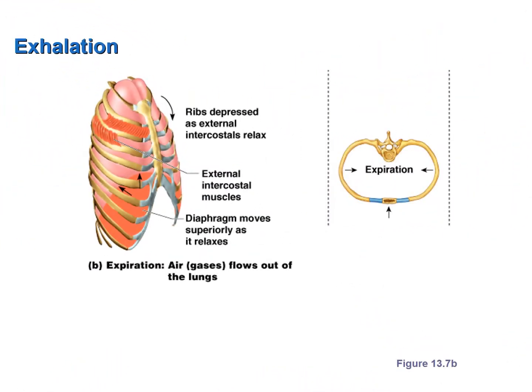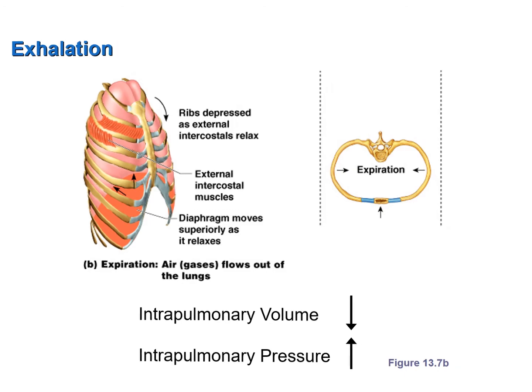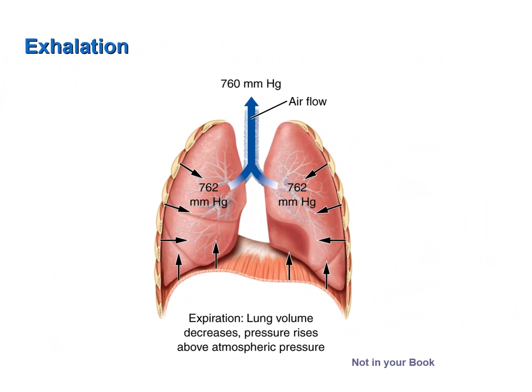With the depression of the ribs and the superior movement of the diaphragm, intrapulmonary volume decreases, which causes an increase in intrapulmonary pressure. With the pressure of air in the lungs now greater than atmospheric pressure, air now moves out of the lungs during exhalation.